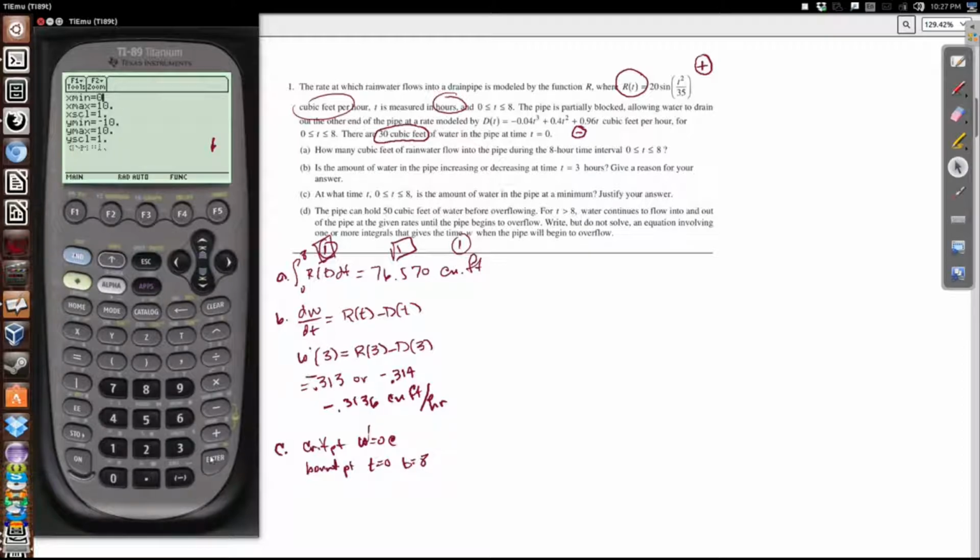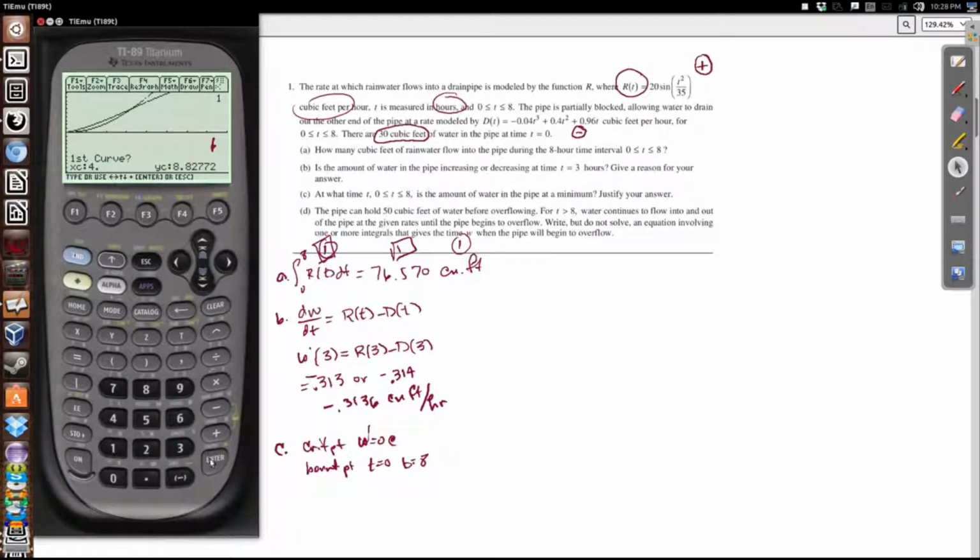Remember, my domain is from 0 to 8. And so if I graph this, I see that something happens here at 0. I think I did something wrong here. Let me make sure I didn't do something wrong here, because that's not what the graph should look like. So give me my y equals. Okay. And actually, this intersection point is what I'm looking for right here. So I'm going to go math, so F5, and I want to figure out where the intersection is.